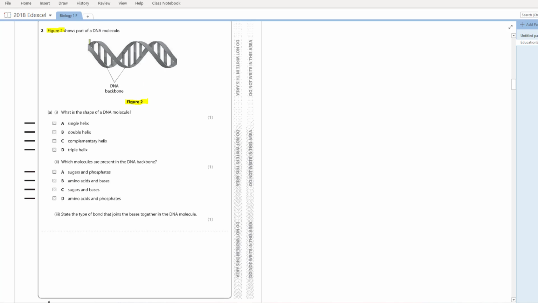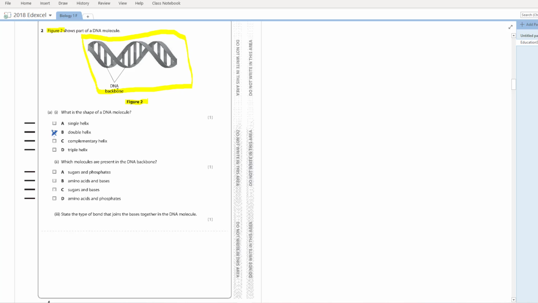So this is figure 2, the DNA molecule that lots of you probably recognise. The question is asking, what is the shape of the DNA molecule? Now again, this is just a recap, and we call the shape of this DNA molecule a double helix.